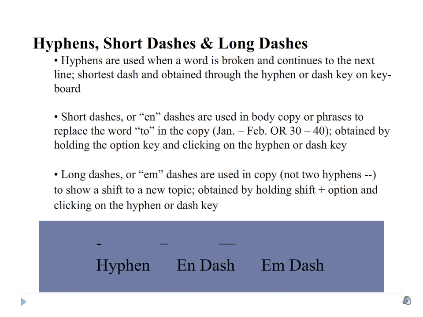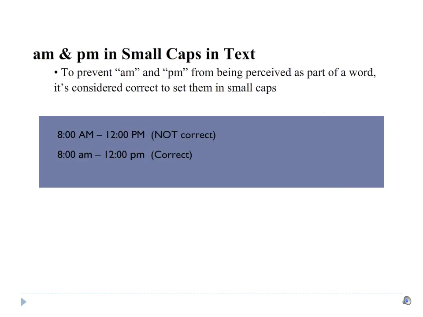Short dashes, or en dashes, are used in body copy or phrases to replace the word "to" in the copy, for example, January to February or 30 to 40. It is obtained by holding the Option key and clicking the hyphen or dash key. Long dashes, or em dashes, are used in copy, not two hyphens, dash dash, to show a shift to a new topic. They are obtained by holding the Shift plus Option key and clicking the hyphen or dash key.